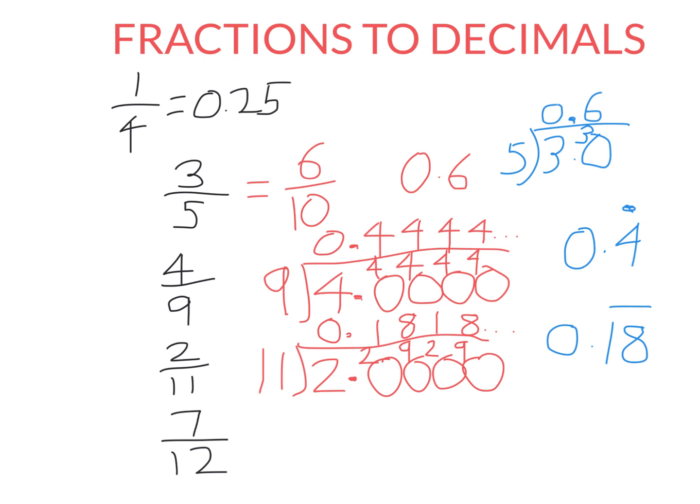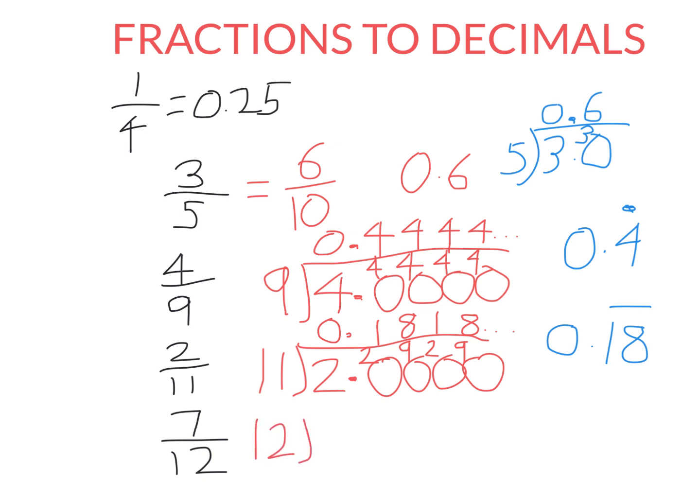So what about 7 over 12? Well, let's look at the prime factors of 12. It's 2 squared times 3. 12 is divisible by 3. It's divisible by a prime number other than 2 or 5. Therefore, it will have a recurring decimal. 12 is not a factor of any power of 10. So we're going to do this similarly to the ones above.